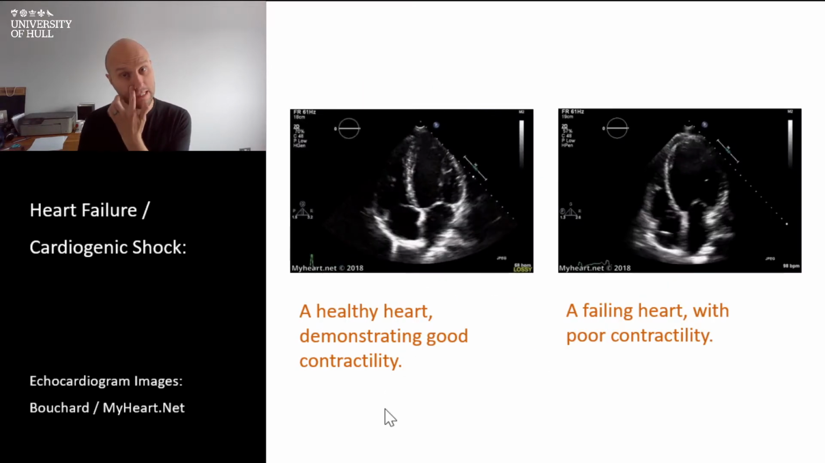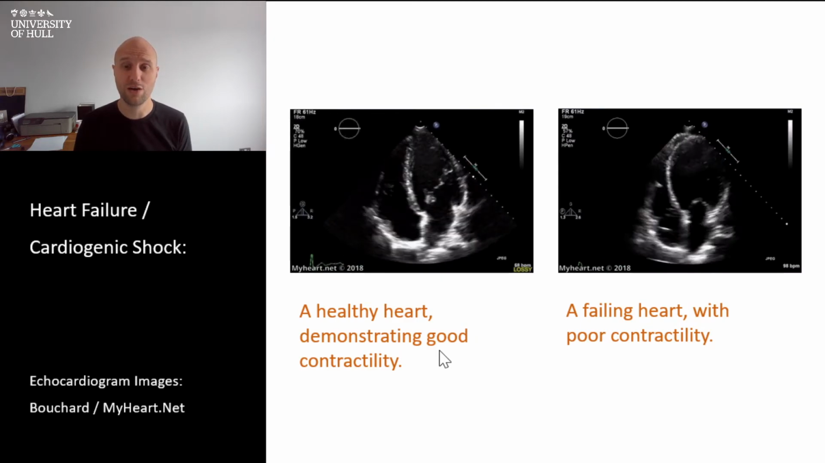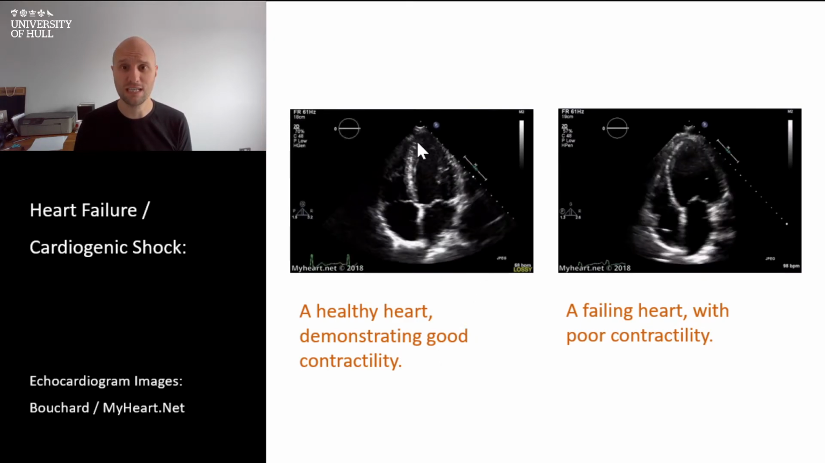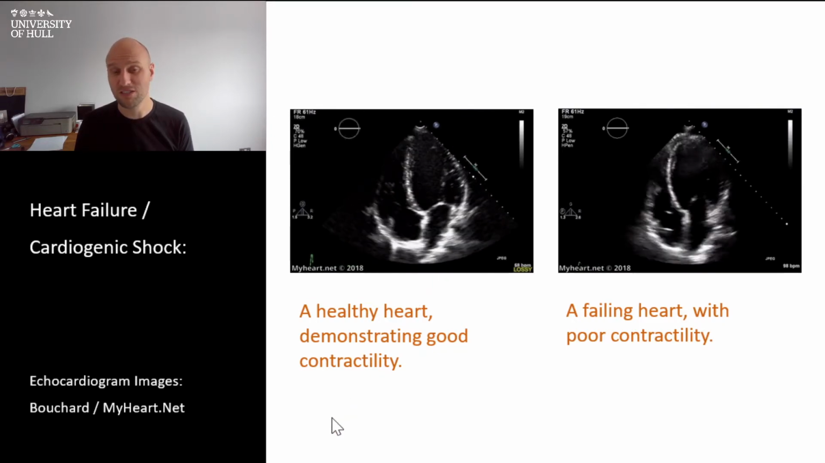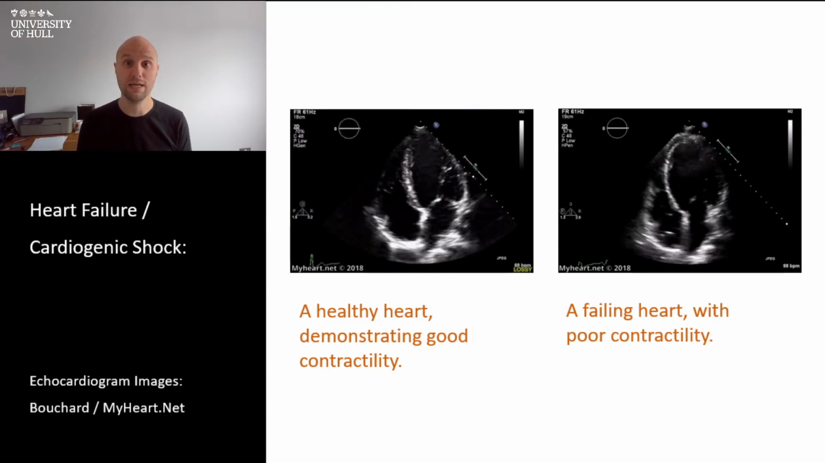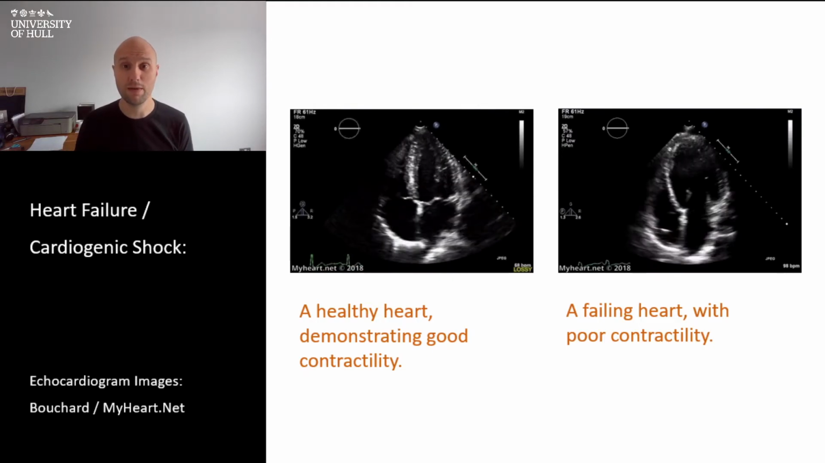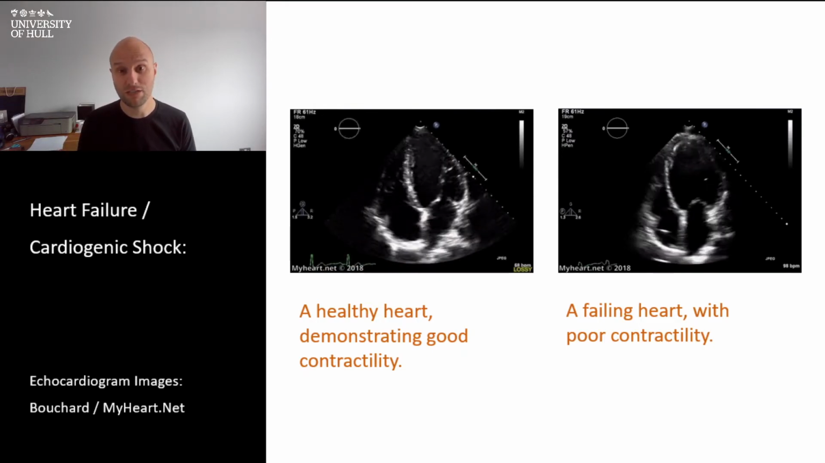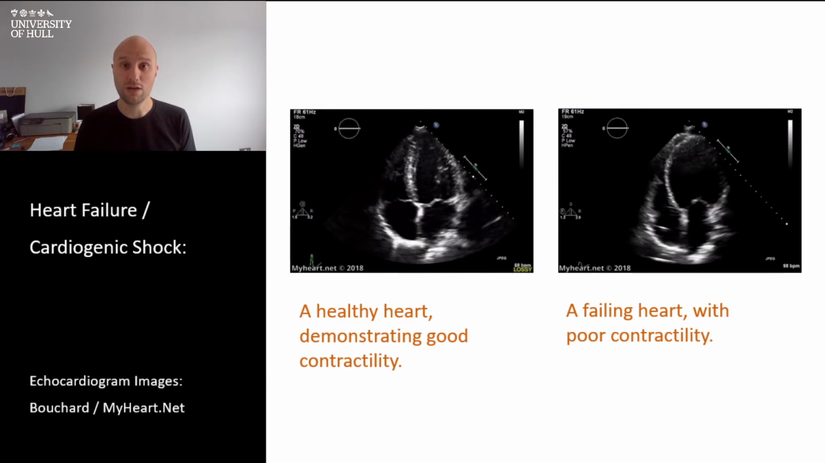So we've got a couple of images here. The one in the centre of your screen shows a healthy heart, and you can see those two walls and the annulus all moving towards one another and ejecting about 60-70% of the end diastolic volume. So the volume of blood that's within that left ventricle immediately before the heart beats, 70% of that is being ejected with each contraction.